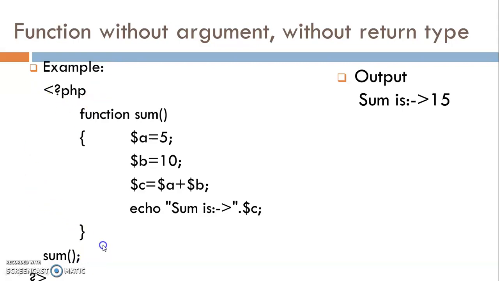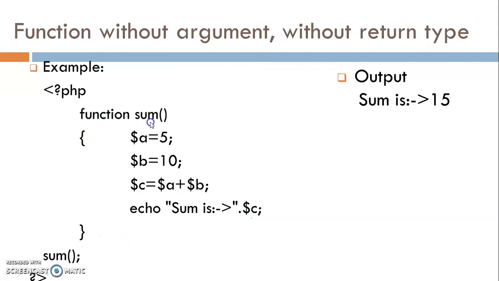So in a PHP script the function code is like this: function sum. Here the function is without argument, so this function cannot accept any argument. The variables are declared inside these two brackets: $a equal to 5, then $b equal to 10, and the processing statement $c equal to $a plus $b. After performing the sum, just print the answer inside the function. So write an echo statement: sum is $c.